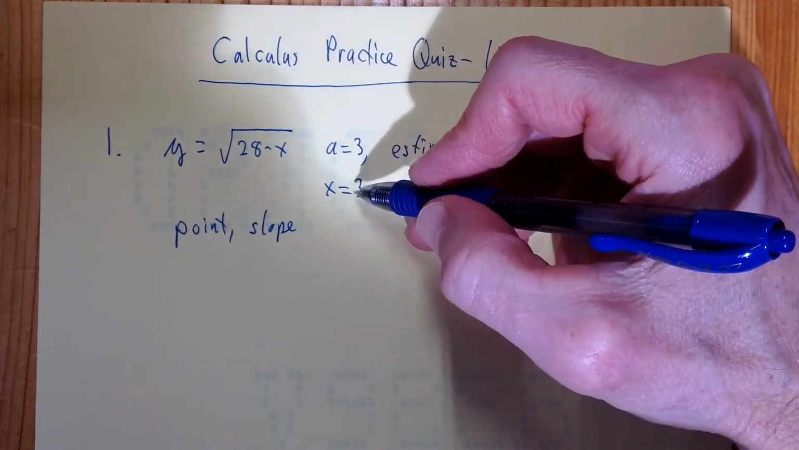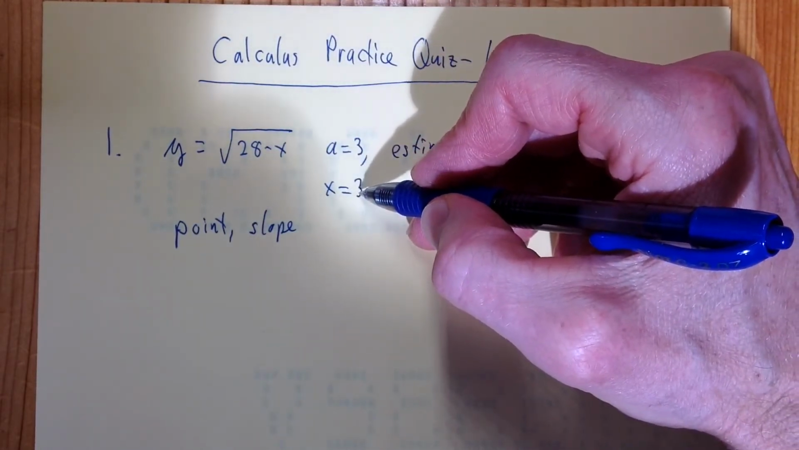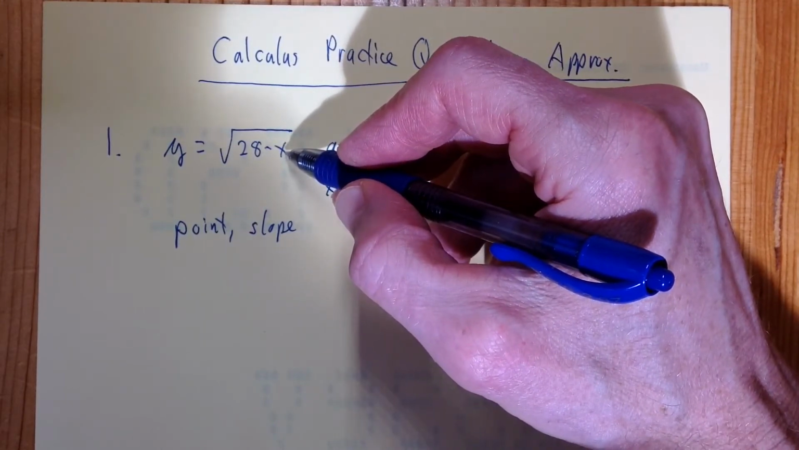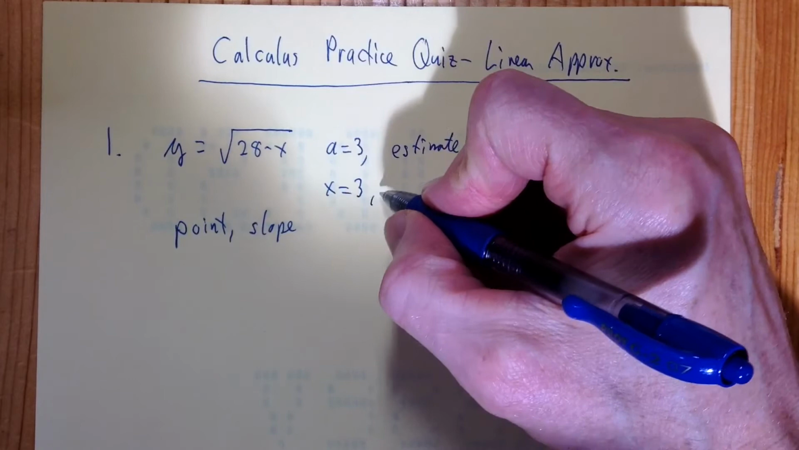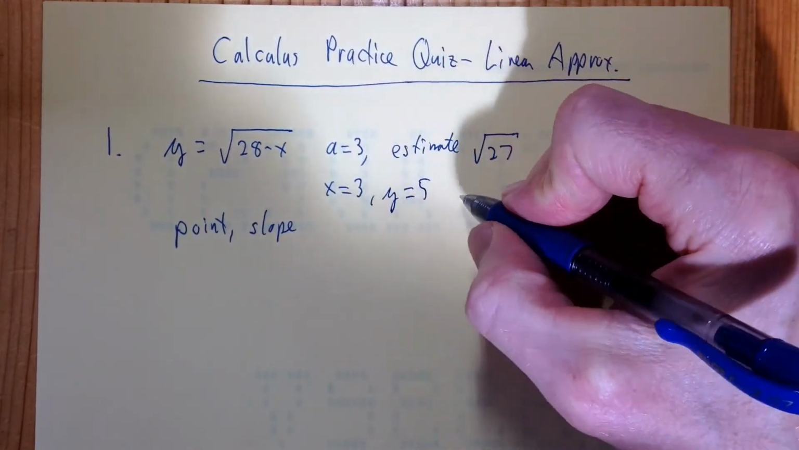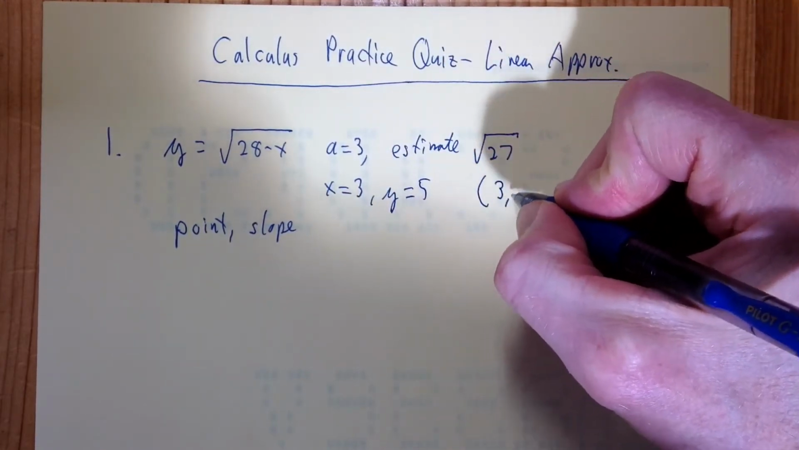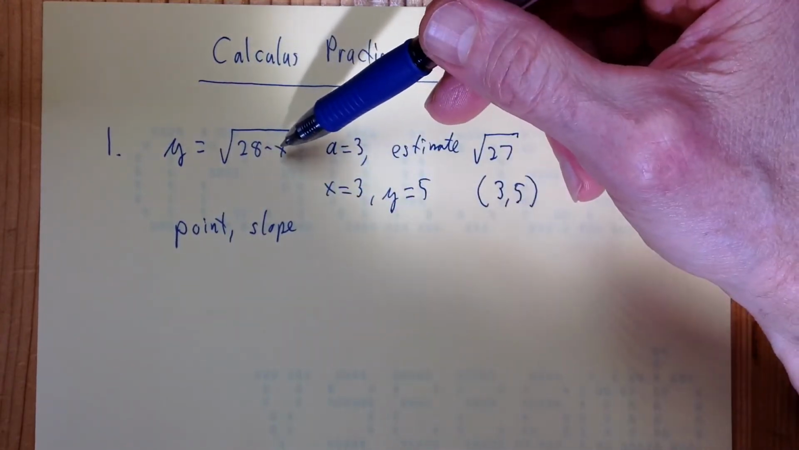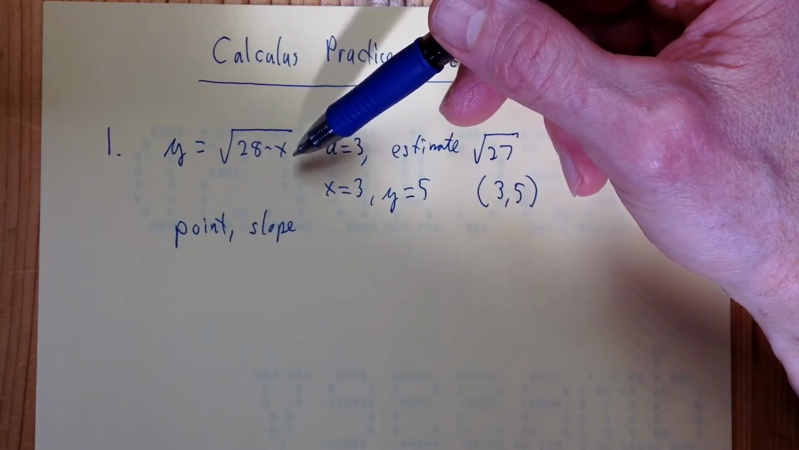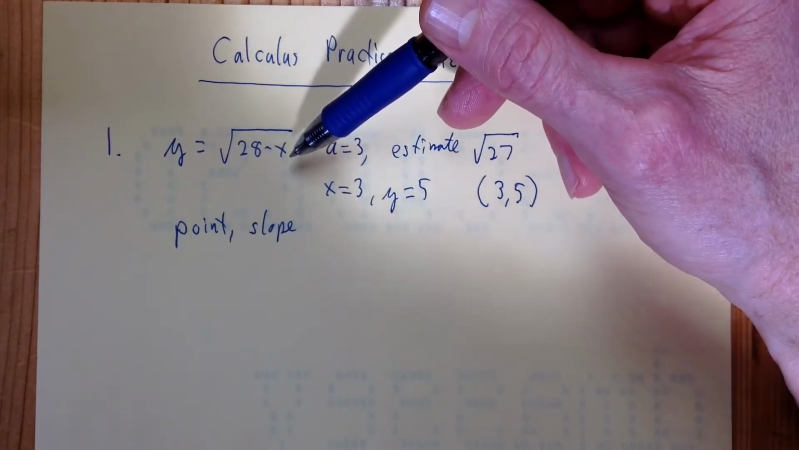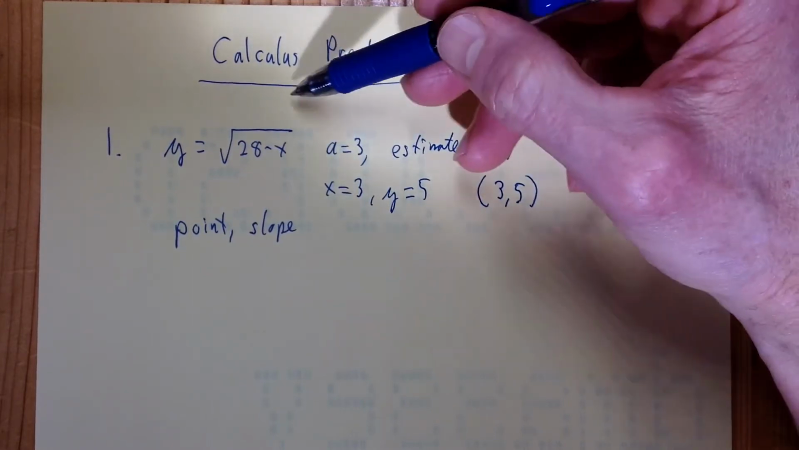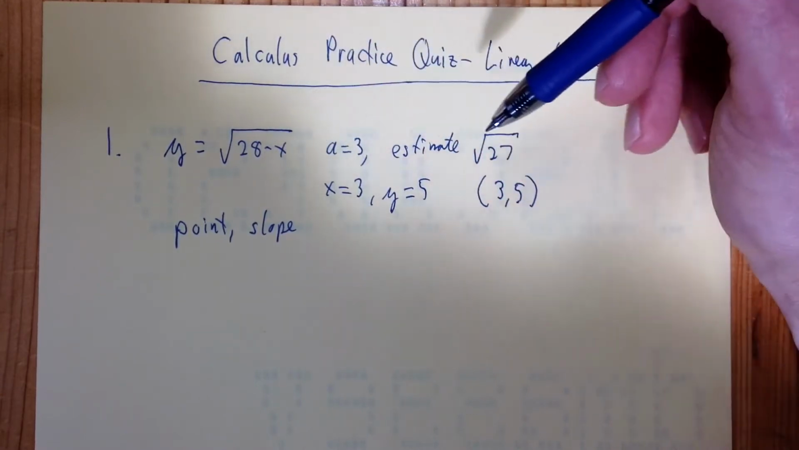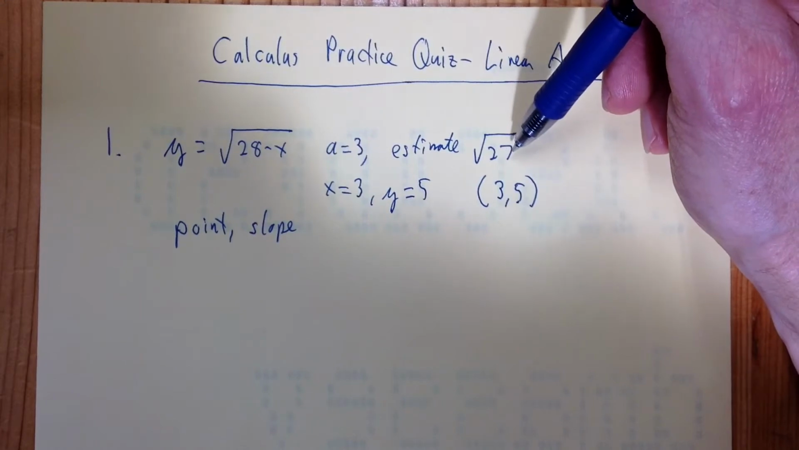So our point is x equals 3. When x equals 3, 28 minus 3 is 25, square root of 25 is 5, so y equals 5, and so we have our point, (3, 5). For linear approximations, we always do it around something that we know. That's easy. Square root of 25 is easy, square root of 16 is easy, square root of 27 is hard. So we linearize it around a point that we know, so that we can find it around a point we don't know and get an estimate.